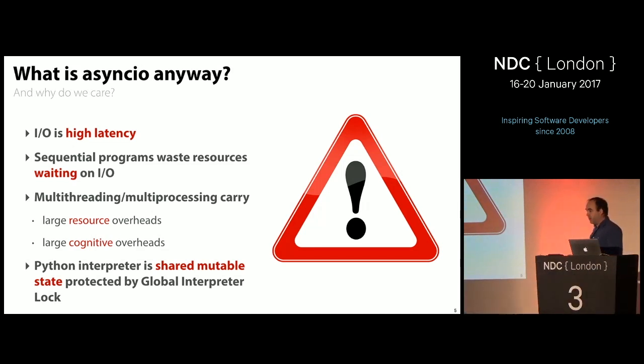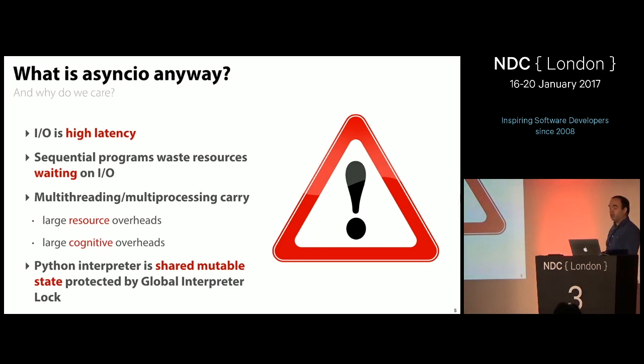So why do we need async IO? Well, I/O is high latency. I'm sure you're all aware that your computer can do a gazillion things while it's waiting for the next byte from, well, even from RAM these days. Sequential programs waste resources waiting on I/O operations. And the traditional solutions of multi-threading or multi-processing carry large resource overheads. Every thread on Linux is at least 8 megabytes of virtual memory stack space.